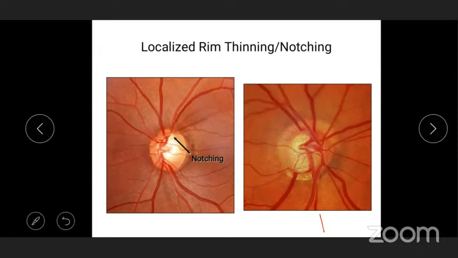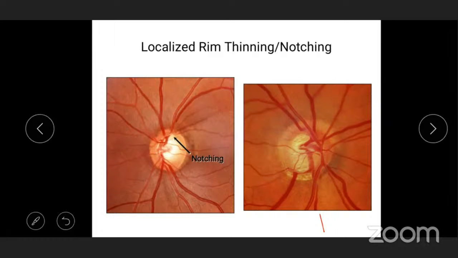And if you remember what I showed you in the previous picture, normally the rim is thickest, it's widest, in the inferior part. And in glaucoma, that usually widest part is becoming thin. And it's most commonly in that area. So when you're looking to differentiate a glaucomatous optic neuropathy from a non-glaucomatous optic neuropathy, please look at the inferior part of the disc, and inferior thinning of the rim is an important pathognomonic or diagnostic feature. It helps you in the differential diagnosis also.